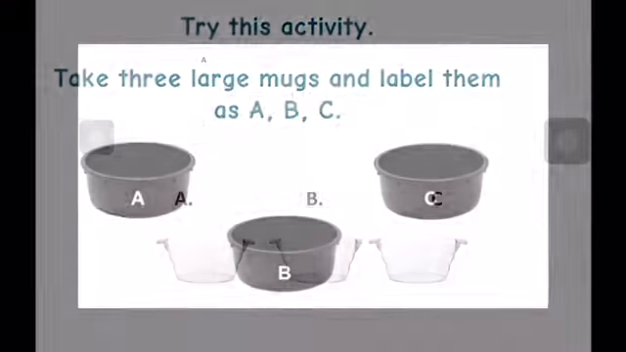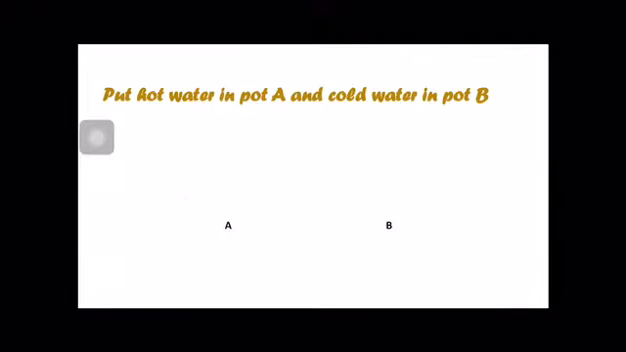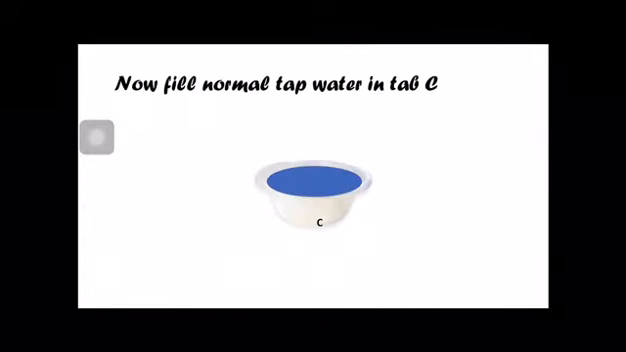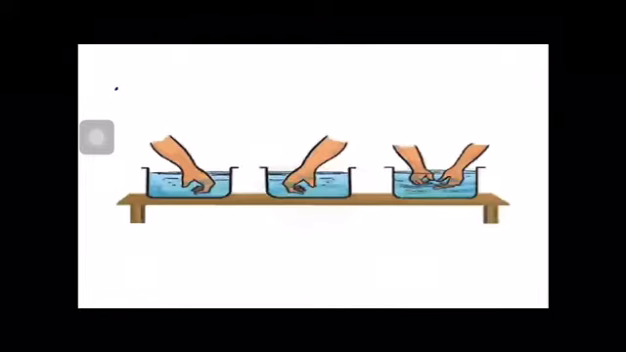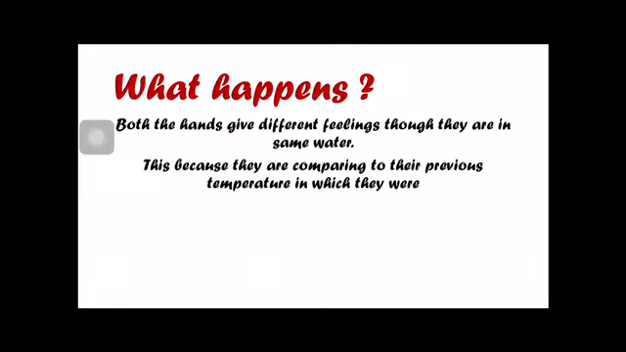Take three large mugs and label them A, B, C. Put cold water in mug A and hot water in mug B. Mix some cold and hot water in mug C. Now dip your left hand in mug A and your right hand in mug B. After keeping the hands in the two mugs for 2-3 minutes, put both hands simultaneously in mug C. What happens? Both hands give you different feelings, though they are in the same water. That is because they are comparing to the previous temperature they were in.